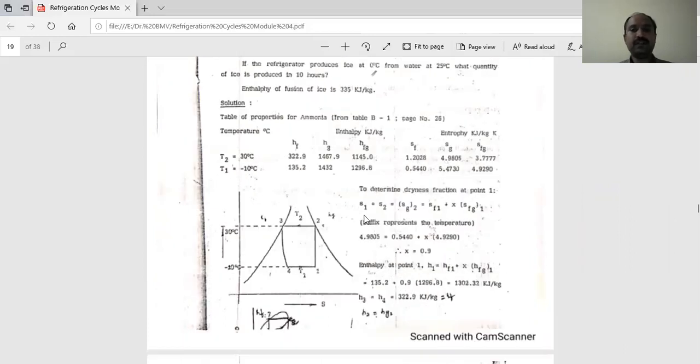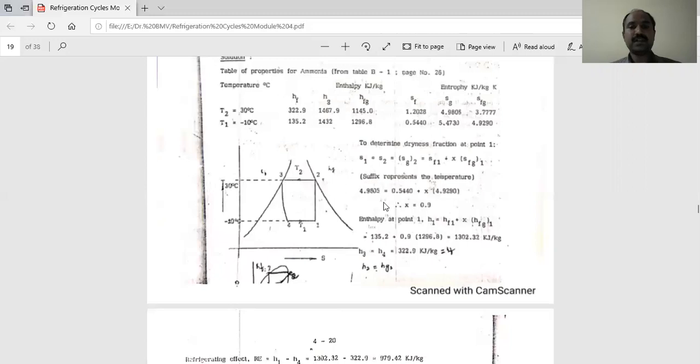Then we have to find the value of entropy S1, which we write from the TS diagram. Here there is no superheating or undercooling, which means it becomes a saturated condition. Then we write down the simple TS and ph diagram. Based on this TS diagram, we have to find the values of S1 and S2.